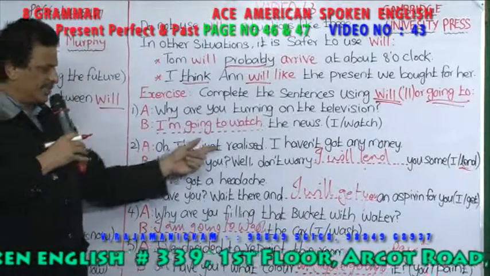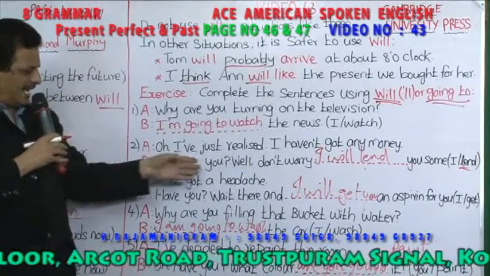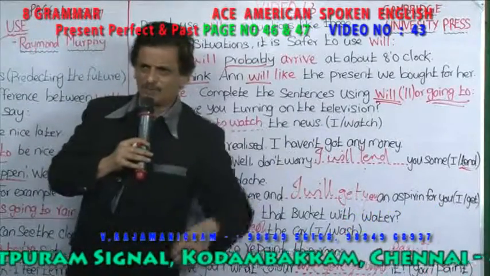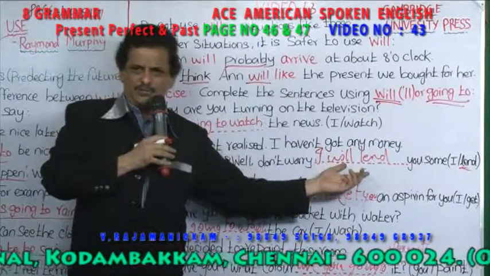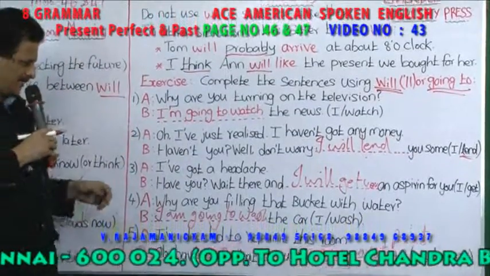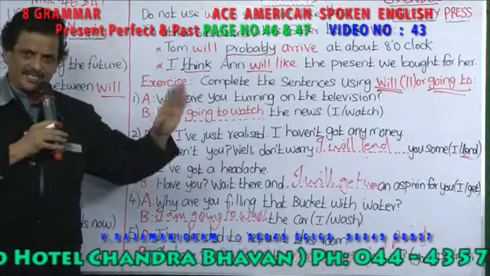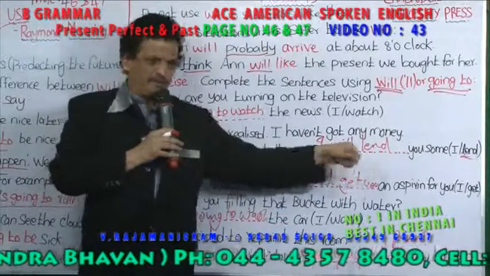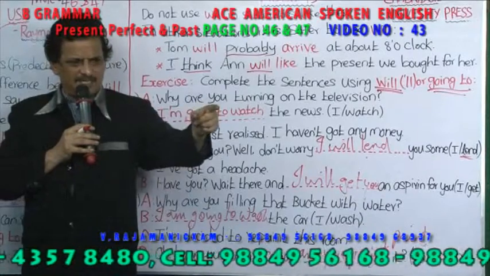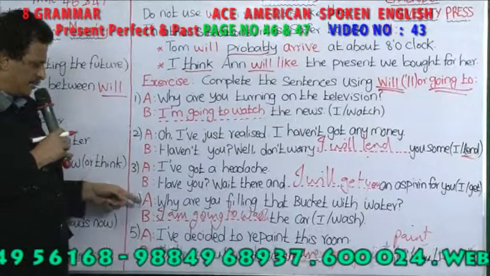டு டோ. ஐ ஹவ் ஜஸ்ட் ரியலைஸ்ட் ஐ ஹேவன்ட் காட் எனி மனி. இப்போதான் புரிஞ்சுட்டேன், என்கிட்ட பணம் இல்லைன்னு. ஏ சொல்லுகிறார், பி என்ன சொல்கிறார்? ஹேவன்ட் யூ? உங்ககிட்ட பணம் இல்லையா? டோன்ட் வரி, கவலைப்படாதே, ஐ வில் லெண்ட் யூ சம். நான் உனக்குக் கொஞ்சம் பணம் கொடுக்கிறேன். இப்போ பேசும்பொழுது திடீரென்று முடிவு இருக்கிற பொழுது வில். லெண்ட் என்றால் கொடுப்பது. நான் உனக்குக் கொடுக்கிறேன், ஐ எம் கோயிங் டு கிவ் மனி என்று சொல்லக்கூடாது. ஐ ஹவ் காட் எ ஹெடேக். எனக்குத் தலைவலியாக இருக்கிறது. பி சொல்றார், ஹேவ் யூ? தேர், நீ அங்கேயே கொஞ்சம் காத்திரு, ஐ வில் கெட் யூ அன் ஆஸ்பிரின். உனக்கு நான் ஆஸ்பிரின் மருந்து கொண்டு வருகிறேன். பேசுகிற பொழுது அப்போதான் உனக்குத் தலைவலி இருக்கிறது என்பதை நான் அறிந்து கொண்டேன். ஆகையால் ஐ வில் கெட் யூ அன் ஆஸ்பிரின், உடனடியாகக் கொண்டு வருகிறேன் என்று சொல்கிறேன்.